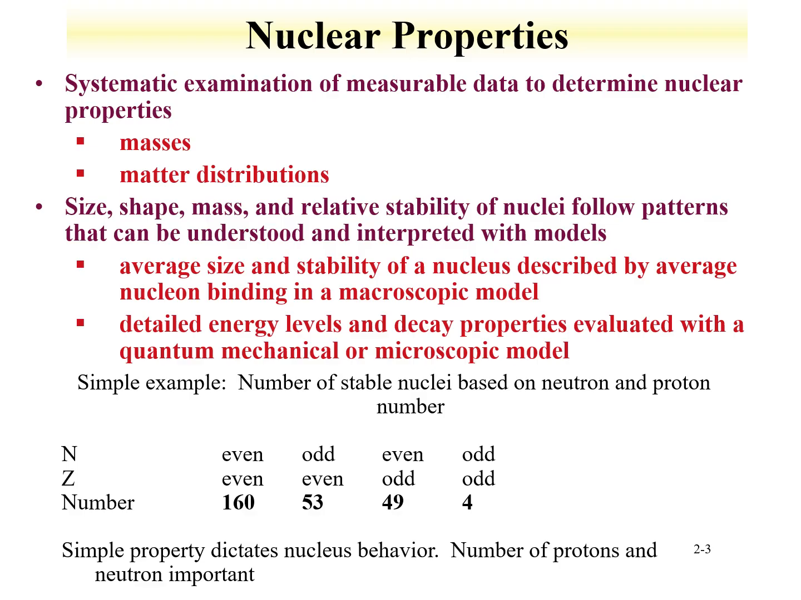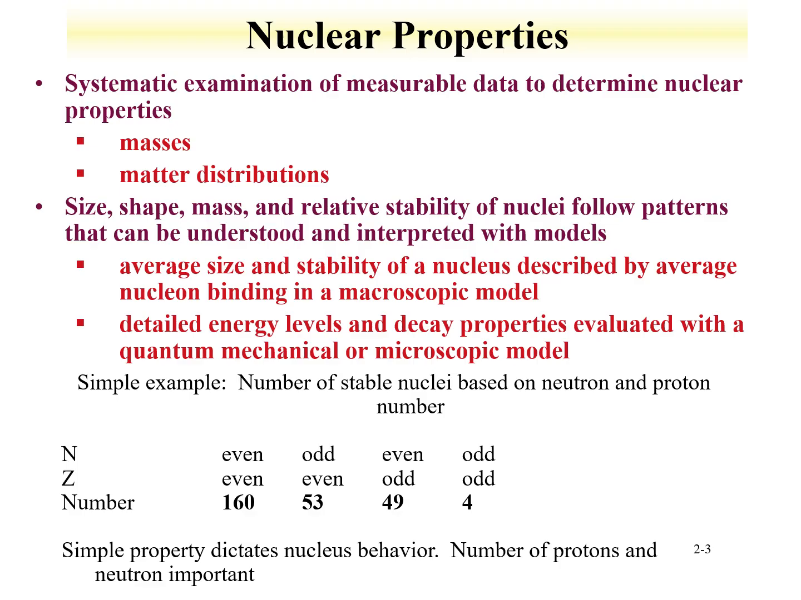how decay occurs. So an average size and stability of a nucleus can be described by an average nucleon binding in a macroscopic model. So there'll be a macroscopic model. The first models we'll talk about were very basic. We will talk about a liquid drop model. And then detailed energy levels and decay properties can be evaluated with quantum mechanics or a microscopic model.